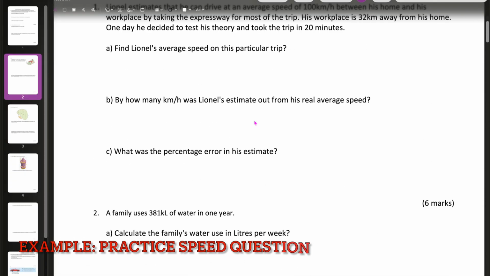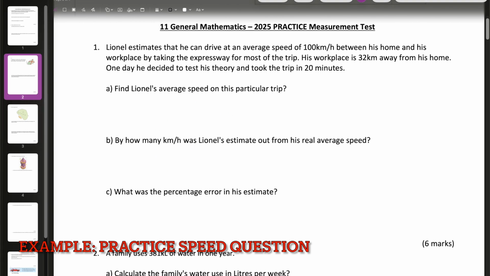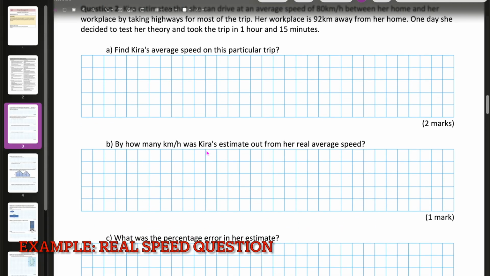I have an example here. You can see the first question in the practice test was a number of questions about speed, and in the real test for 2026, they asked very similar questions in question 2 about speed.